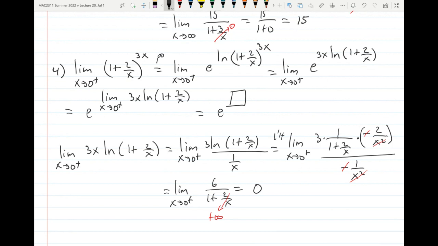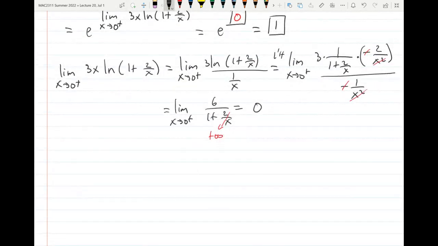So here we get e to the 0, and e to the 0 is equal to 1. Okay, good. So this, we have 1 over 1 plus 2 over x times the derivative of the inside, which is negative 2 over x squared. Yeah, just like that. All right, so we have this example.